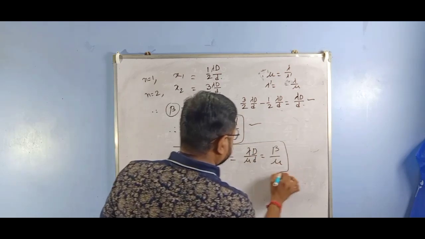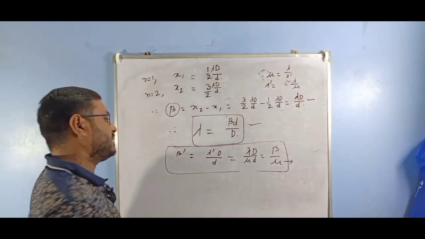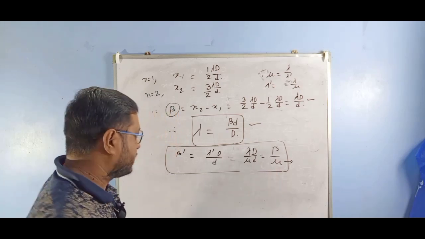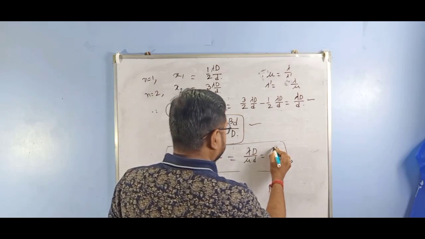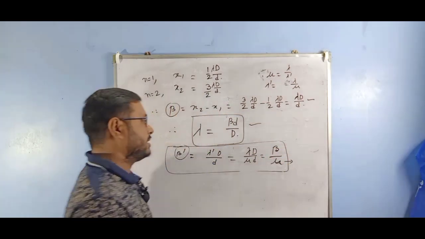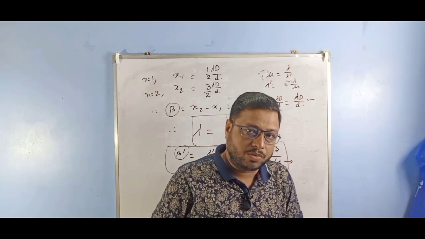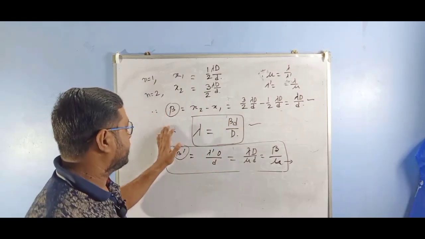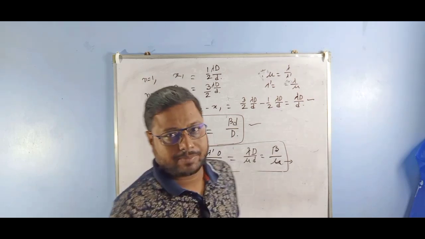So when the slit is immersed into a liquid of refractive index mu, its fringe width decreases by 1 by mu times. Simply, the new fringe width will be the fringe width in air divided by the refractive index of the liquid. So from these questions you know how to get the value of fringe width, that is the distance between two bright bands or two dark bands.